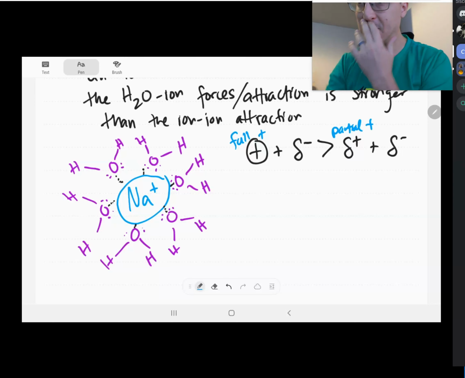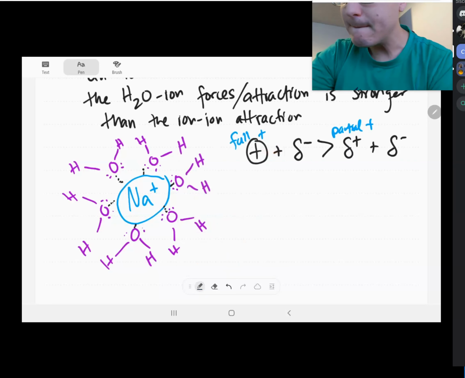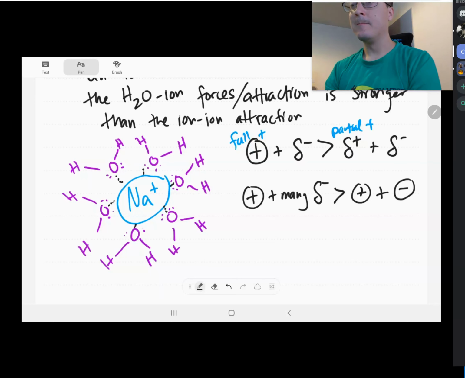Okay, and we're going to see that plus many, so that one ion and a lot of delta or partial charges is going to be stronger than 1 plus and 1 minus put together, which is why that salt is able to dissolve. So all these water hanging around that sodium is really favorable. More favorable than putting the sodium next to the chloride.